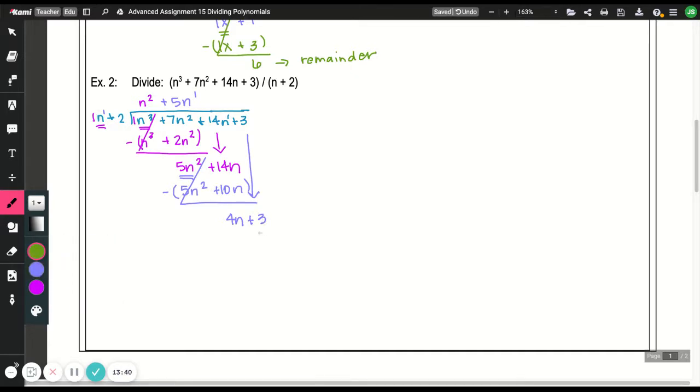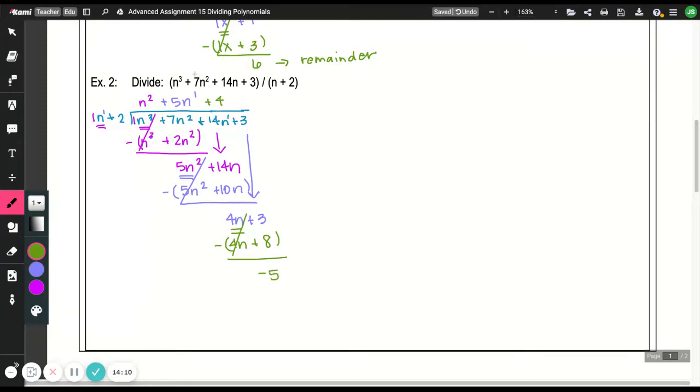Okay, so we look at the first term here and the first term here. What do I need to multiply it by to get 4n? And that is a 4. 4 times n is 4n, and 4 times 2 is 8. And we subtract. Excuse me. 4 minus 4, 0. Those are gone. And 3 minus 8 is negative 5.